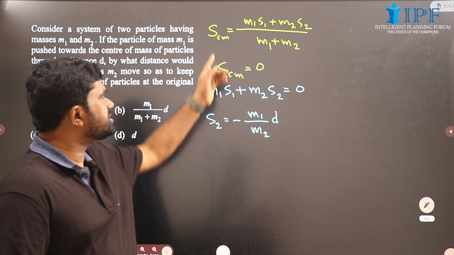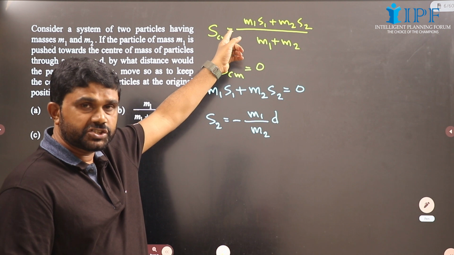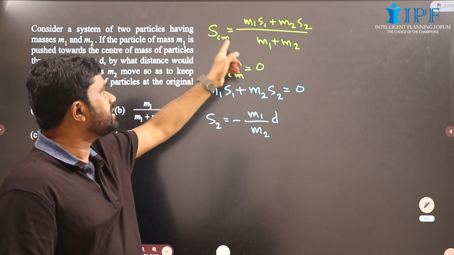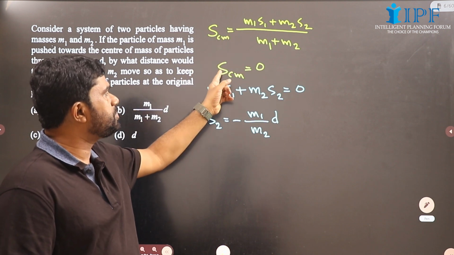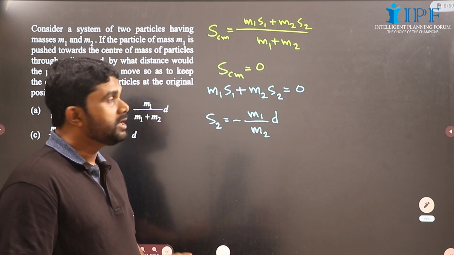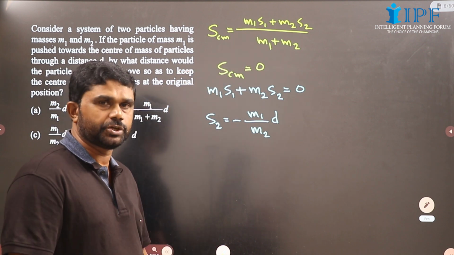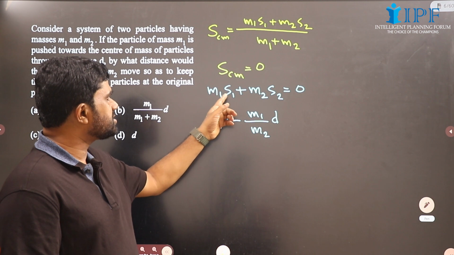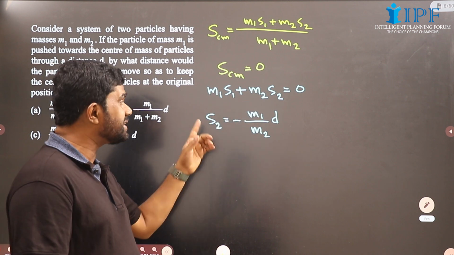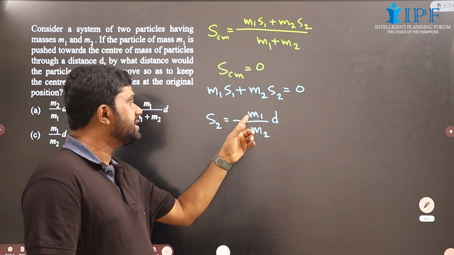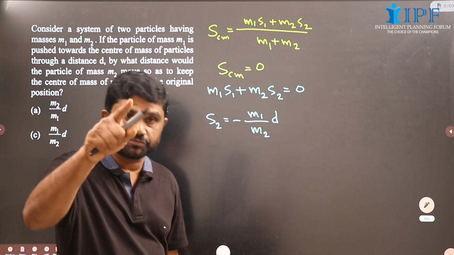This is the formula for the displacement of the center of mass. That S CM, displacement of the center of mass, is 0, means this numerator should be 0. So m1 s1 plus m2 s2 equal to 0, and s2 must be equal to minus m1 by m2 into s1.